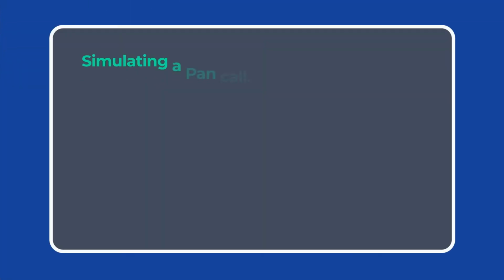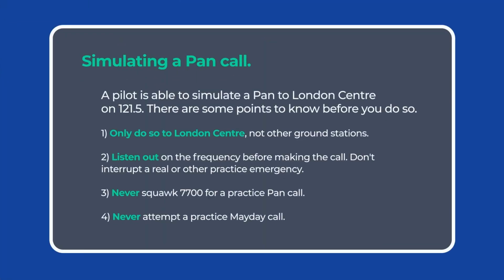Let's now look at simulating a PAN call. A pilot is able to make a practice PAN call to London Centre on 121.5. However, note the following. 1. Only attempt to practice PAN to London Centre, not other ground stations. 2. Remember to listen out on the frequency before making the call so you don't interrupt a real or other practice emergency. 3. Never use the emergency squawk, 7700, for a practice PAN. 4. Never attempt a practice Mayday call.